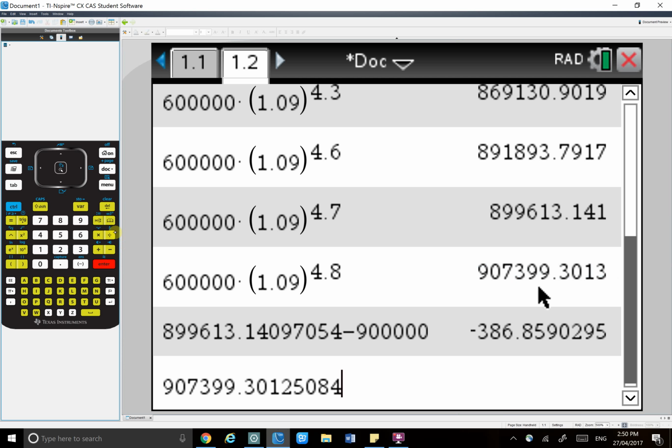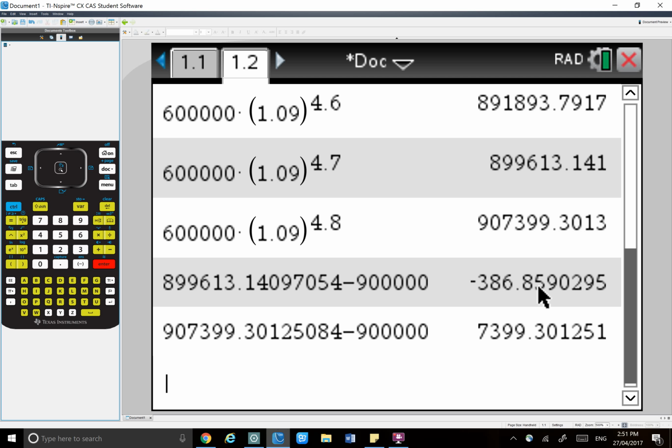And you use this to subtract 900,000. That gives me this value. This number is 386 away from the true value. But the bottom one is 7,000, above 7,400 away from the true value. So which one gives you a better estimation? 4.7 will give you a better estimation because it's closer to the true value.